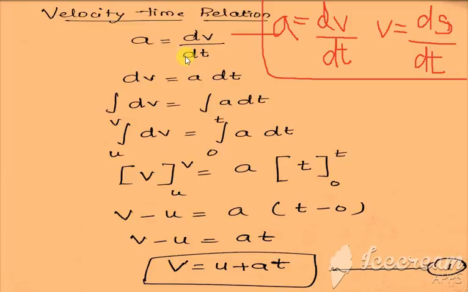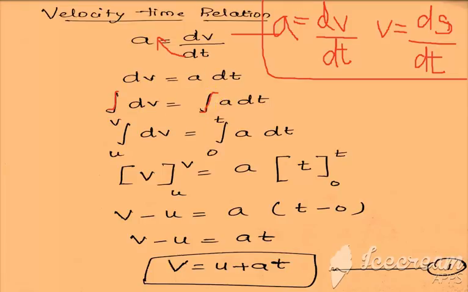Bring this dt to this side. So this becomes a into dt is equal to dv. So I am writing dv is equal to a into dt. Now integrating on both the sides, integration of dv is equal to integration of a dt.